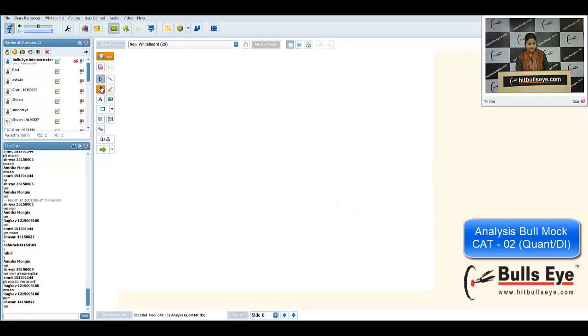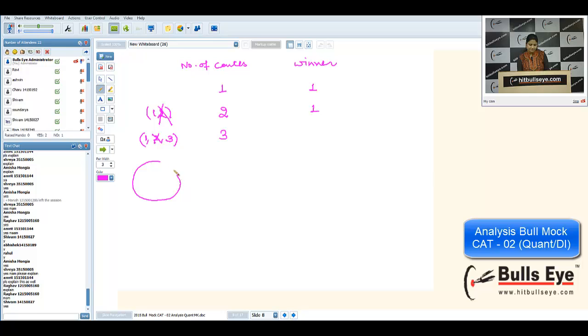For example, suppose the number of contestants is 1. So who will be the winner? 1. If I take the number of contestants as 2, again 1 will be the winner, since 2 is out, so we are left with 1. If I take 3, now in the first go 2 will be out this way. They are standing in a circle.